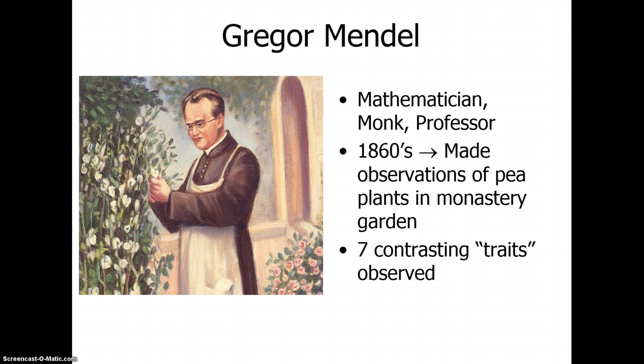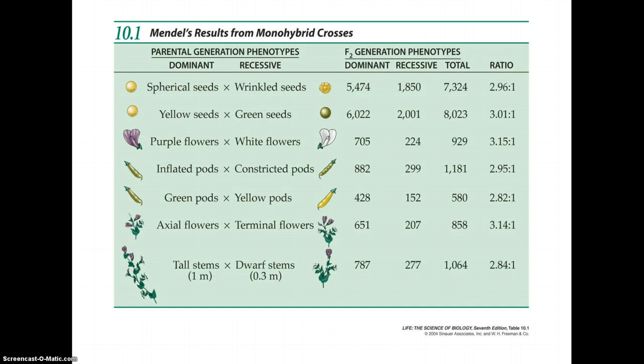He focused specifically on 7 traits. Okay, here are the 7 traits that he focused on. All 7 of them. Spherical seeds versus wrinkled seeds. Take note here that this is the parental generation phenotypes. So he's looking at seed shape. Was it spherical? Was it wrinkled? He's looking at seed color, yellow versus green. And he's looking at flowers. Are they purple or are they white?